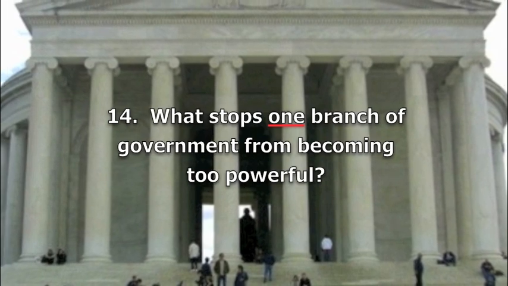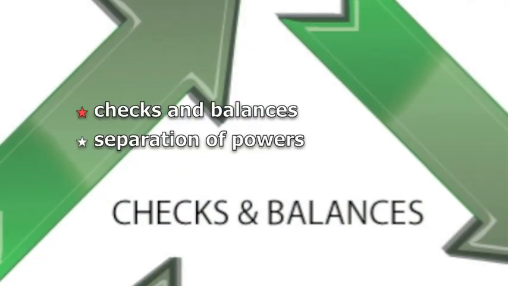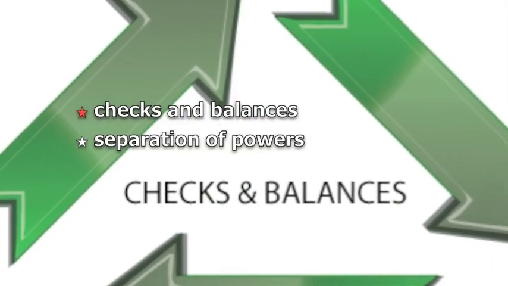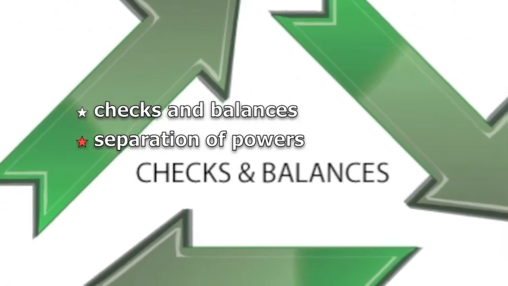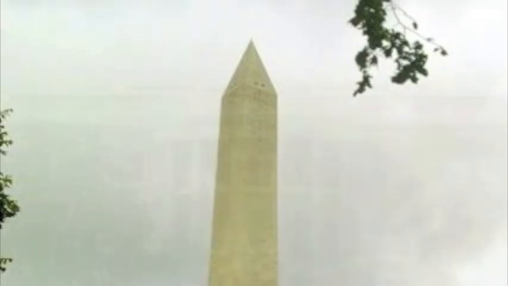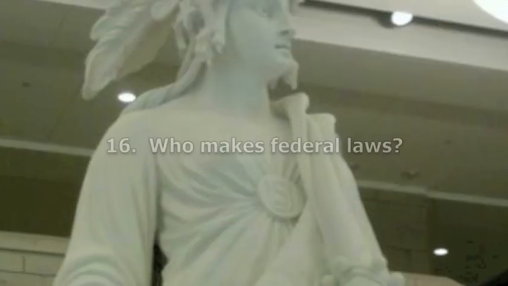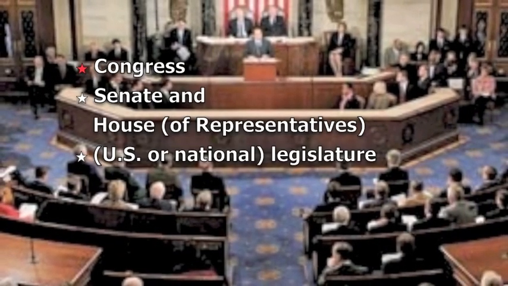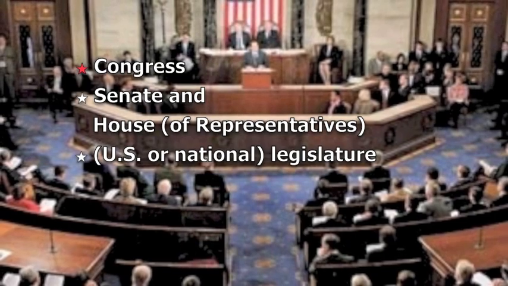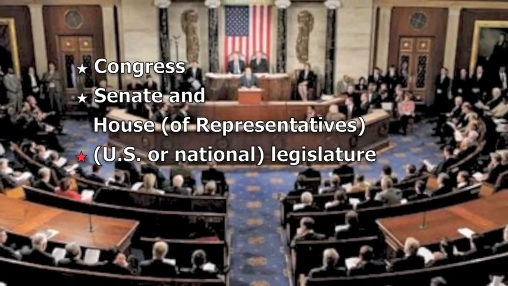What stops one branch of government from becoming too powerful? Checks and balances. Separation of powers. Who is in charge of the executive branch? The President. Who makes federal laws? Congress. Senate and House of Representatives. U.S. or national legislature.